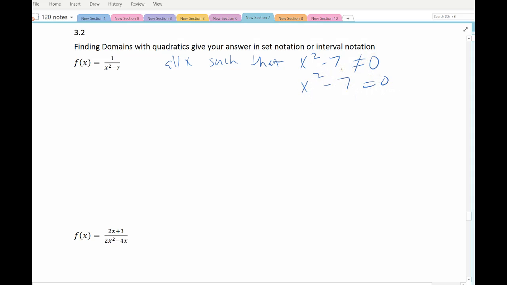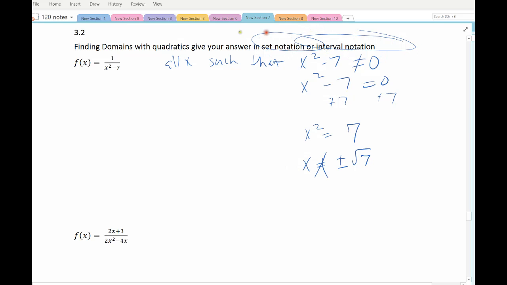I can use my square root property in this case. I can solve for my x squared, so add the 7 to the other side. x squared equals positive 7, and then the square root property gives x equals plus or minus the square root of 7. So the square root of 7 and negative square root of 7 are the two that I can't have, right? You can't have those.